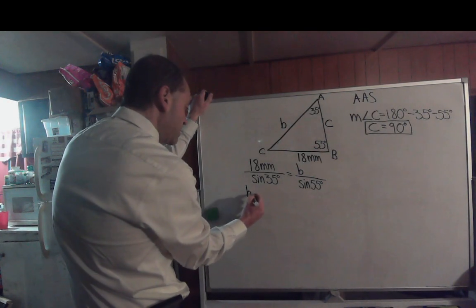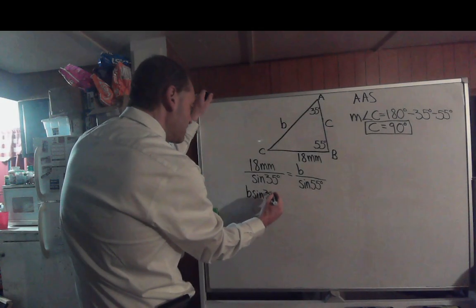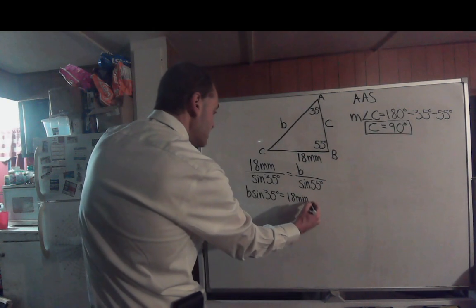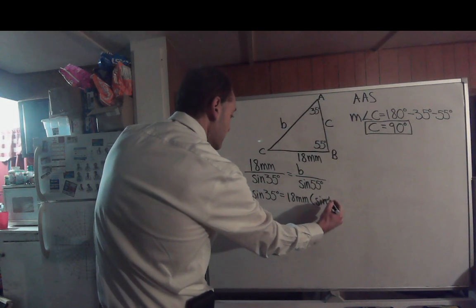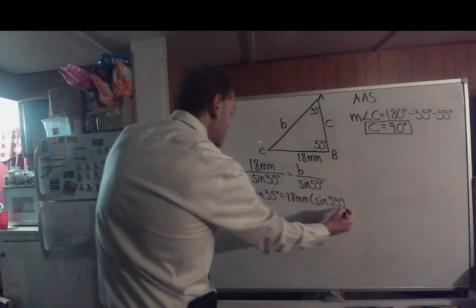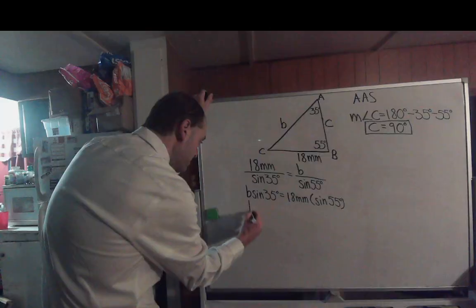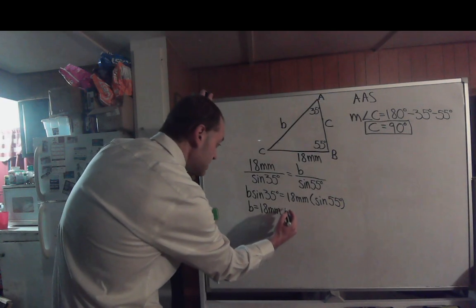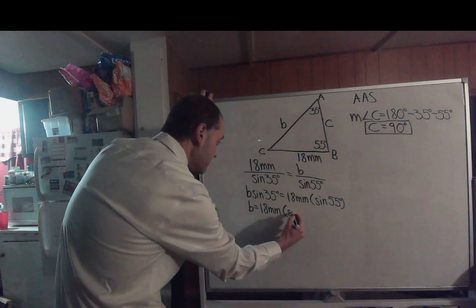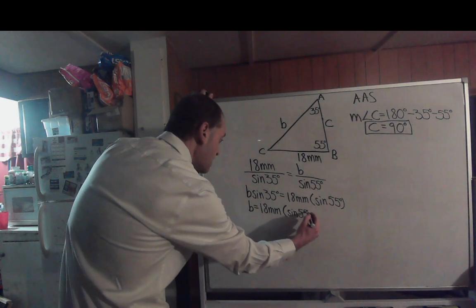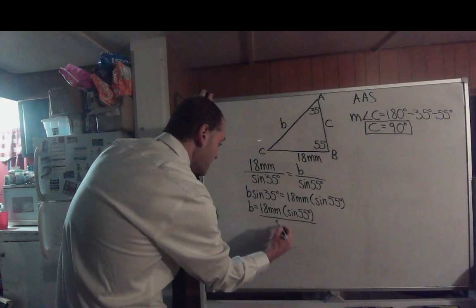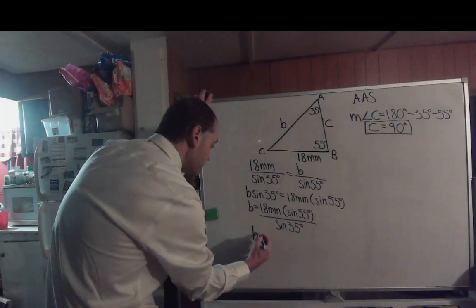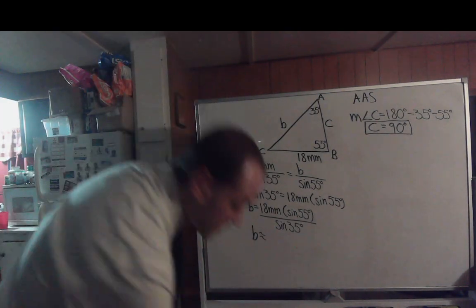So then that means we cross multiply. B times the sine of 35 degrees should equal 18 millimeters times the sine of 55 degrees. So then, let's see, B would equal exactly 18 millimeters times the sine of 55 degrees. All that divided by the sine of 35 degrees. And now we should be able to get a 2 decimal place approximation for all this. So let's go ahead and solve this.